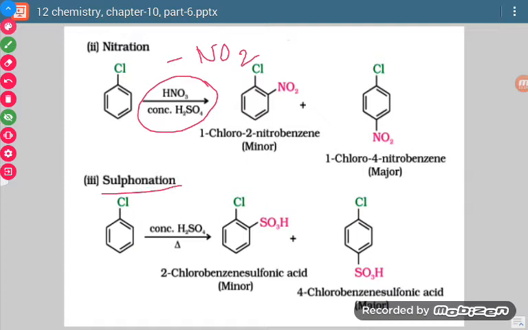Similarly, for sulfonation, we have to add the sulfonic acid group. This SO3H group is called the sulfonic acid group. It is done when we heat chlorobenzene in the presence of concentrated sulfuric acid. Due to this, there is formation of ortho as well as para product. The product that is more stable will be formed more, that is, it will be the major product. Out of ortho and para, the para product is more stable, so that is formed more.